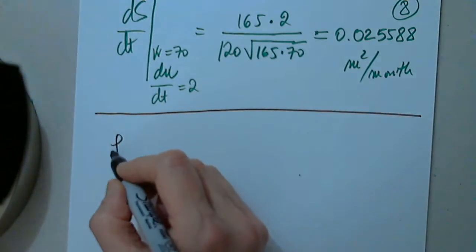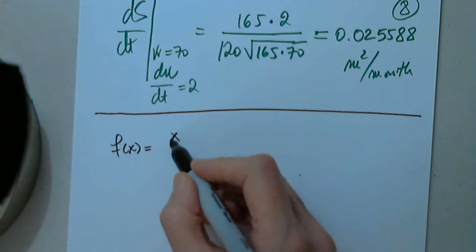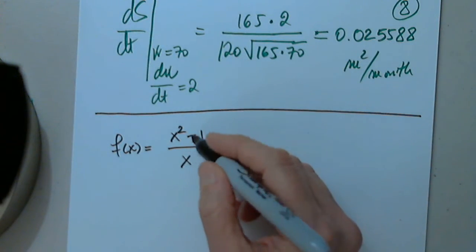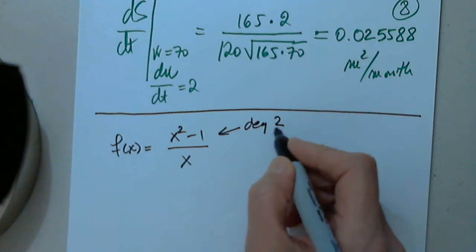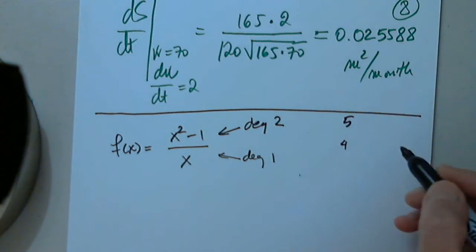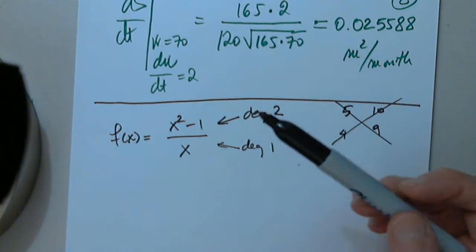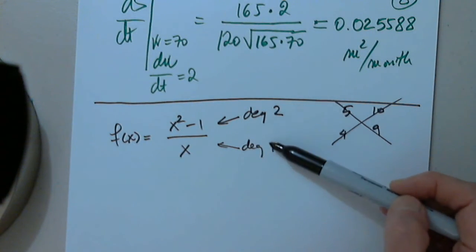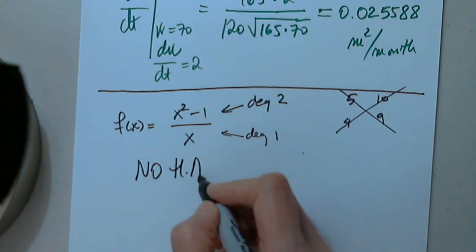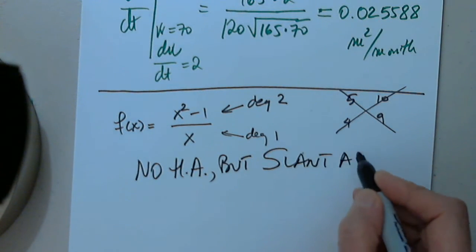So whenever we have a function that has a higher degree in the numerator, like x squared minus 1, let's say, divided by x, exactly 1 unit difference. So degree 2 and degree 1, or degree 5 and degree 4, or degree 10 and degree 9. Of course, that's way too much. But as long as the degree of the numerator is exactly 1 unit higher than the degree of the denominator, this function has no horizontal asymptote, but a slant asymptote.